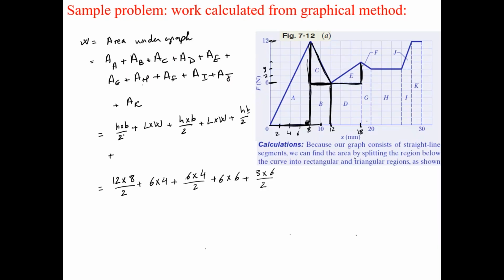Now I have the area of section G, which is a rectangle as well, so I'll use length times width. Section G has a length of 8 and a width of 20 minus 18, which is 2. Section F is this tiny triangle here. It has a height 1 and a base of 2.